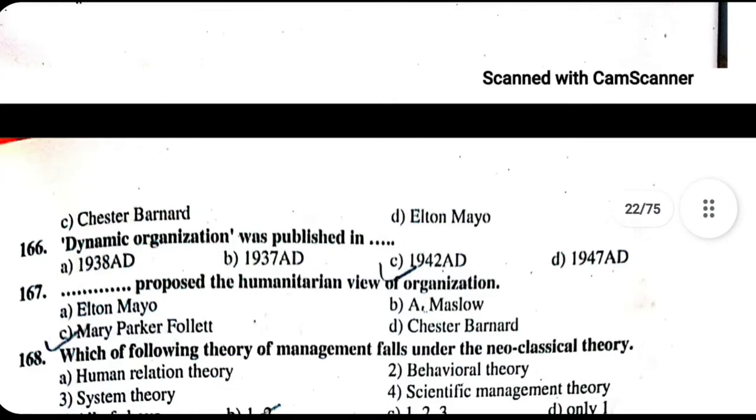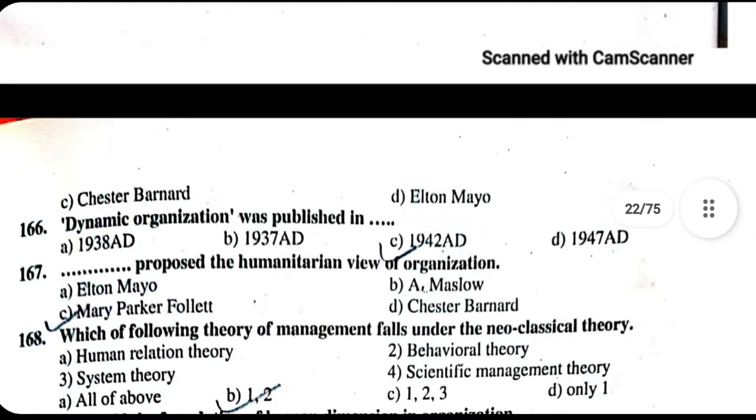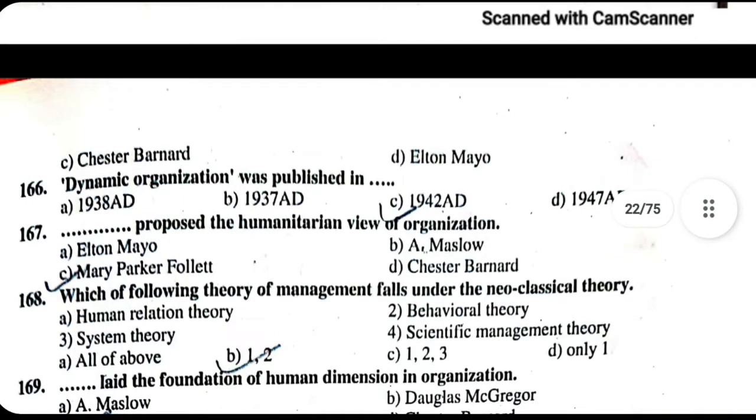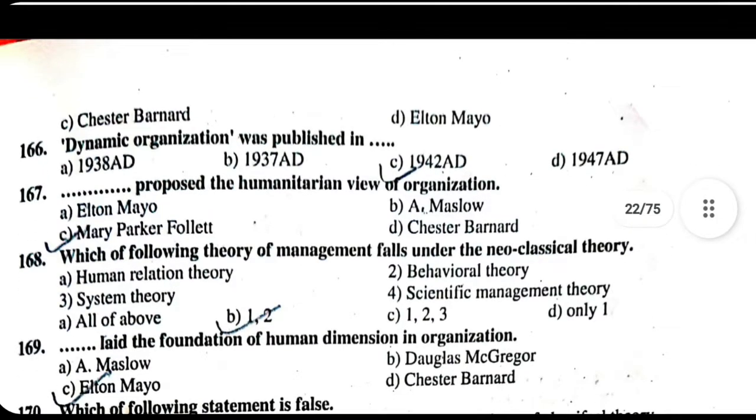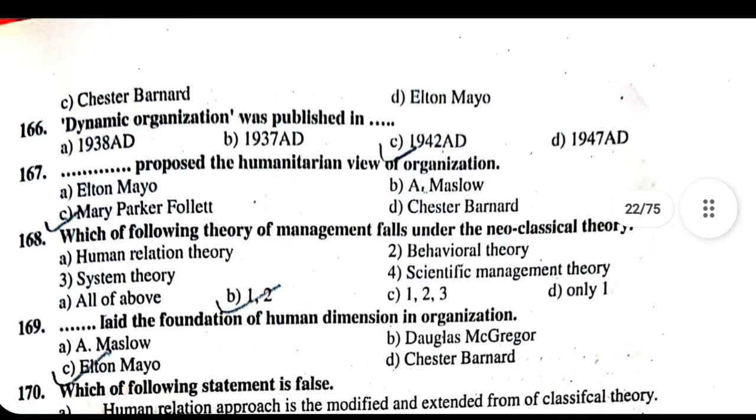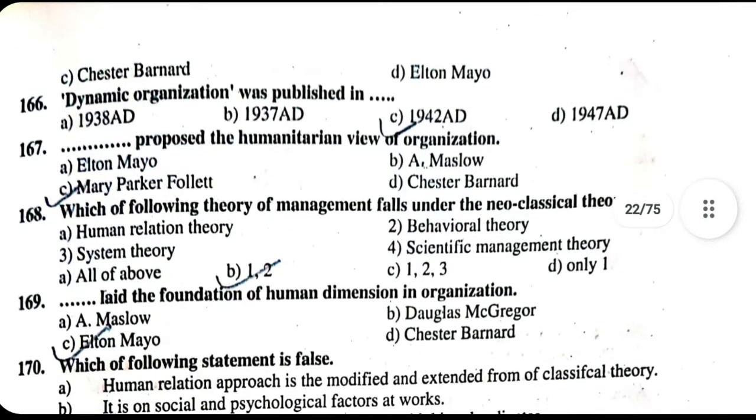168. Which of the following theory of management falls under neoclassical theory? A. Human relation theory. B. Behavioral theory. C. System theory. D. Scientific management theory. The answer is 1 and 2, human relation theory and behavioral theory. Neoclassical theories are human relation theory and behavioral theory. 169. Who laid the foundation of human dimension in organization? Elton Mayo.